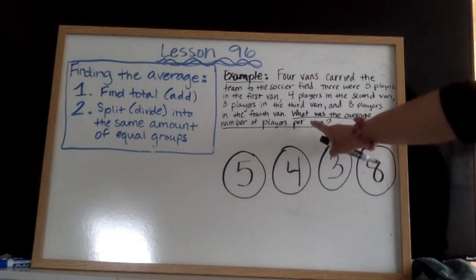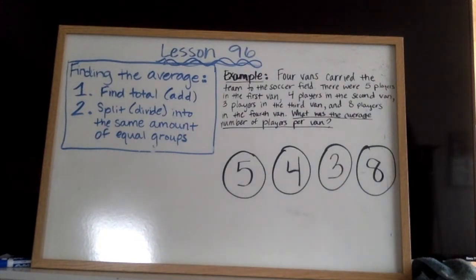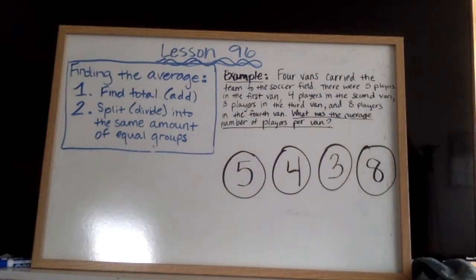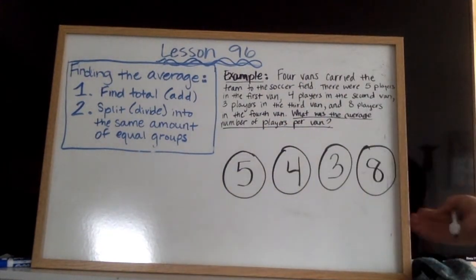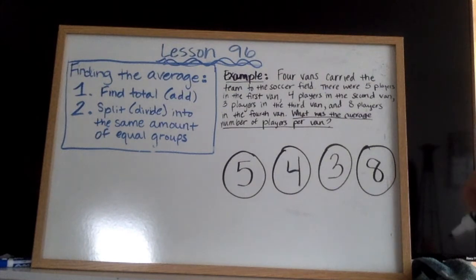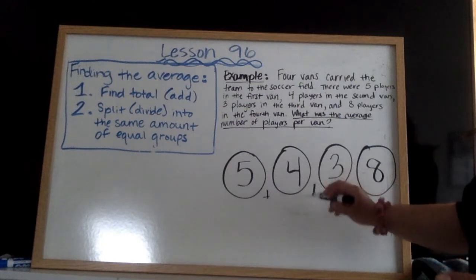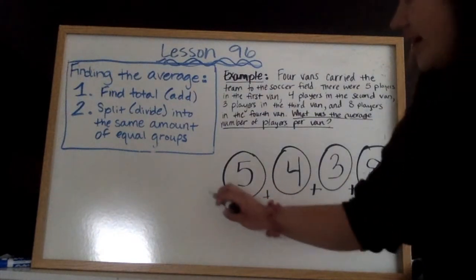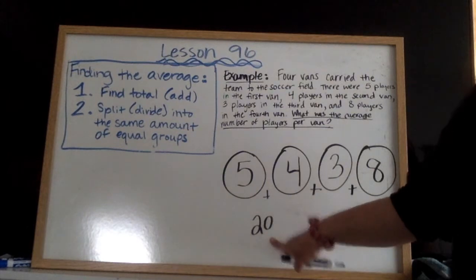Okay. The question is, what was the average number of players per van? Now, going back to earlier, over here on the left, I have a step-by-step of how to find the average. So the first step is to find the total number of, in this case, players per van. So, to add all these up, I take 5 plus 4, which is 9, plus 3 is 12, plus 8 is 20. So my total number of players is right here, is 20. So that was step 1.